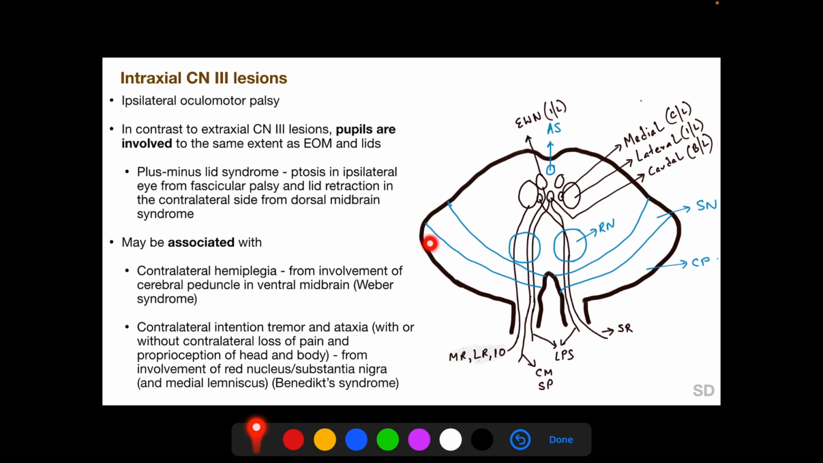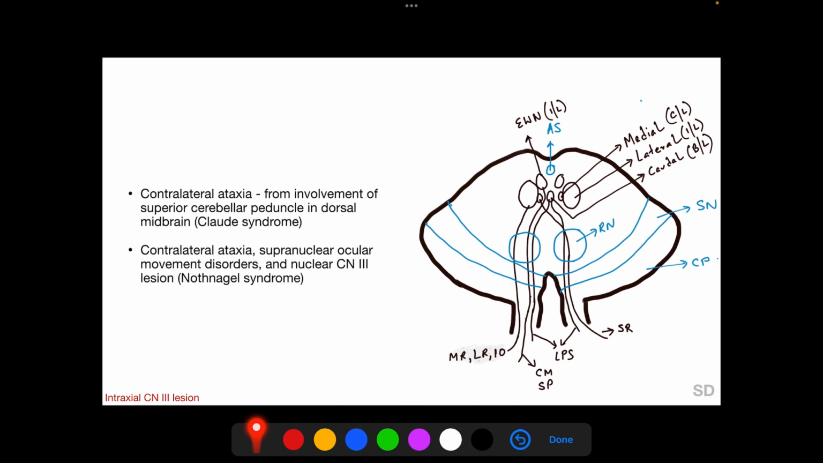If it involves the cerebral peduncle, there will be contralateral hemiplegia, and this is called Weber syndrome. If it involves the red nucleus and the substantia nigra, there will be contralateral intention tremor and ataxia called Benedikt syndrome. If it involves the superior cerebellar peduncle in the dorsal midbrain, it will result in contralateral ataxia called Claude syndrome, and Nothnagel syndrome is a constellation of contralateral ataxia with supranuclear ocular movement disorders and nuclear CN3 lesion.